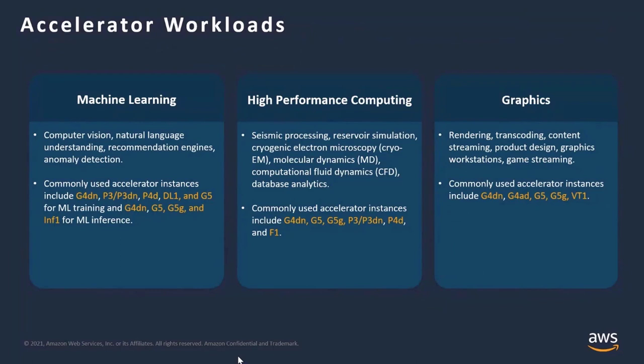Although generally focusing today on graphics workloads during this talk, it's important to note that G5 fits as part of a selection of instance types to support machine learning workloads, including inference and small model ML training, as well as HPC workloads, including molecular dynamics, computational fluid dynamics, and database analytics.